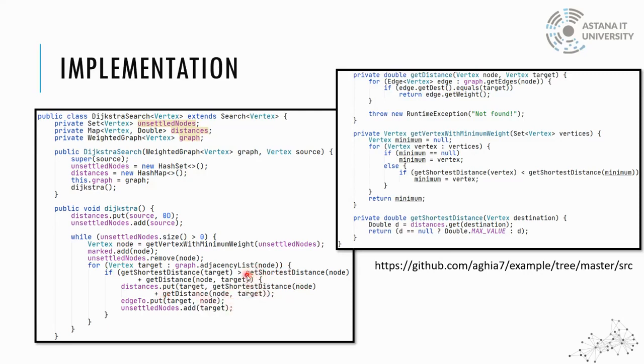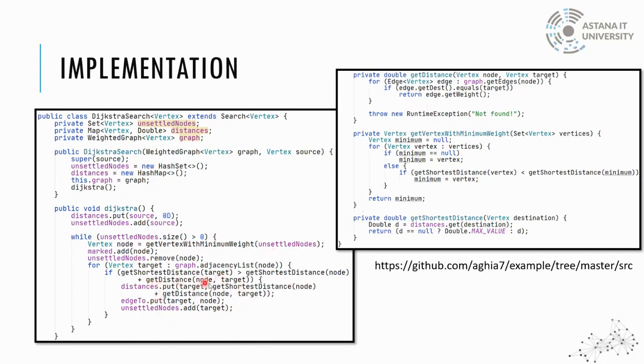So only in case this sum is less than the value that I had, only in that case I put that inside my distances, and I also add that inside my edge to target and node, and I say that unsettled nodes.add target. So my target is my next unsettled node. And then I go all over again. While my unsettled nodes is still not equal to zero, I proceed with everything again and again.